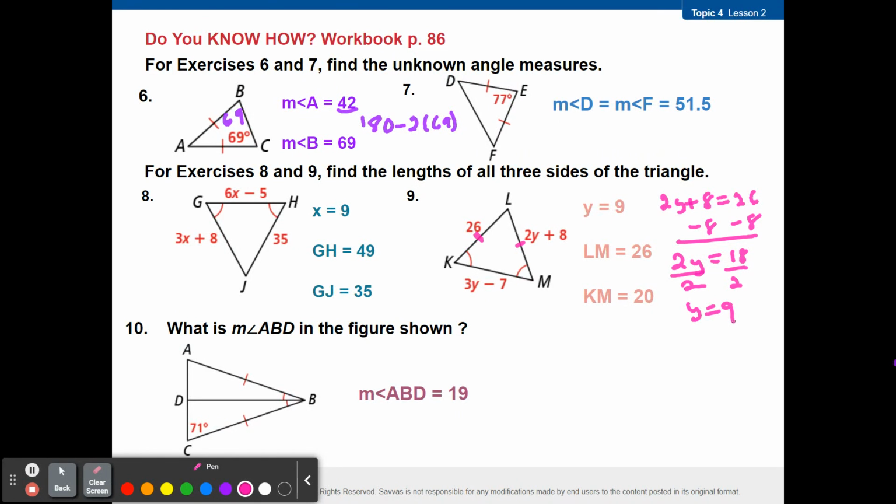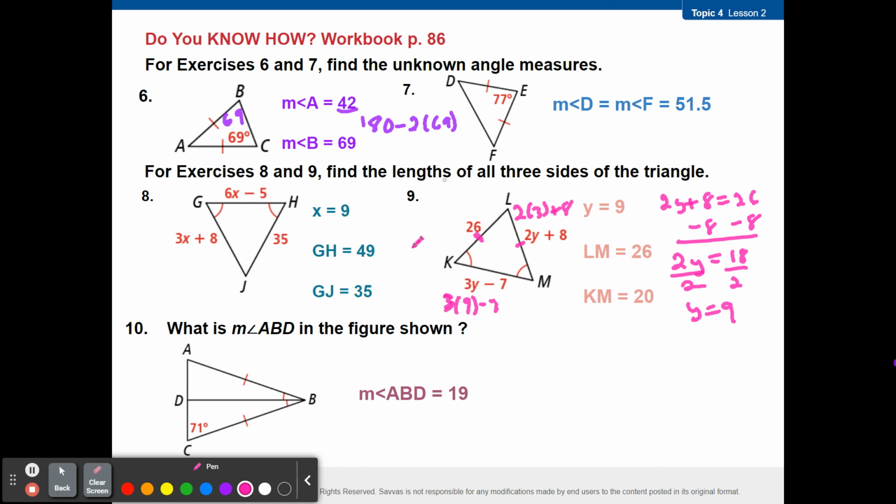All right, so y is equal to 9. I'm going to take this and substitute it in. So this will be 3 times 9 minus 7, and then this will be 2 times 9 plus 8. And that should give you your side measures. Does that make sense, Izzy? Anything else? Anybody have anything else you'd like me to go over? We're good? All right, guys.